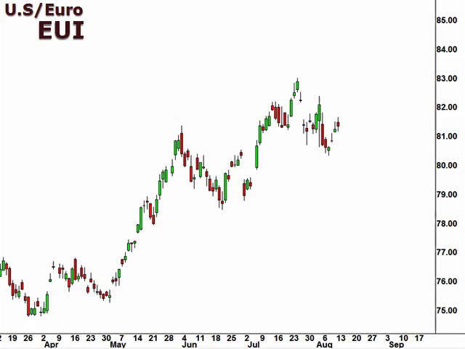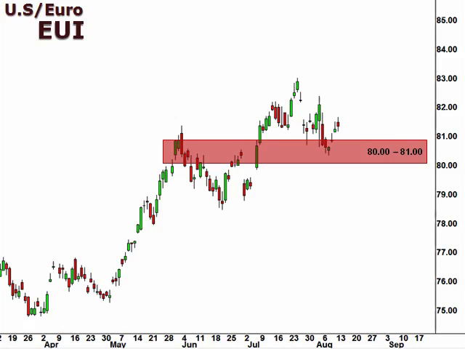Let's take a look at the EUI, the US dollar versus the euro. While the EUI found support within the 80-81 focal zone, we may see 81 retested as support. However, we are open to a test of 82-83 to the upside this week.